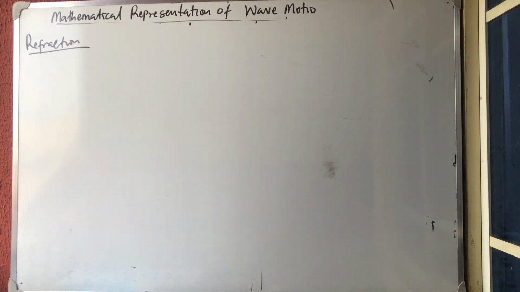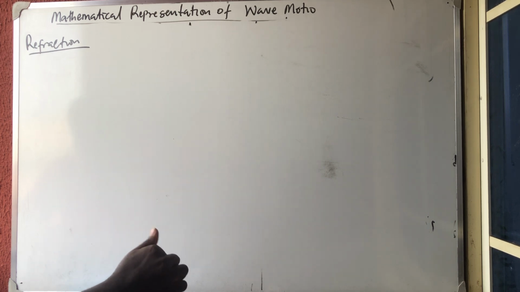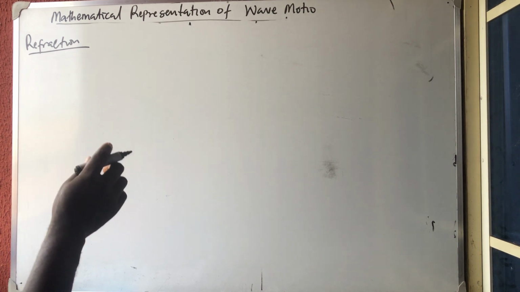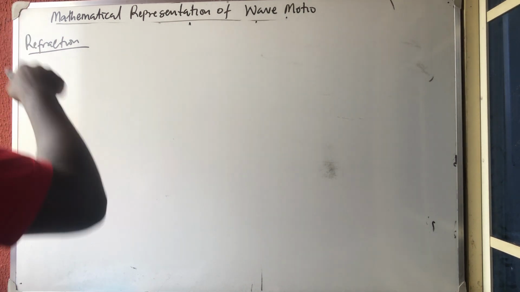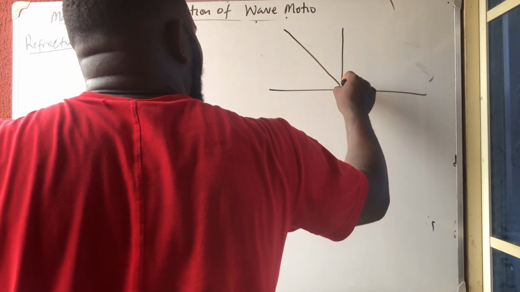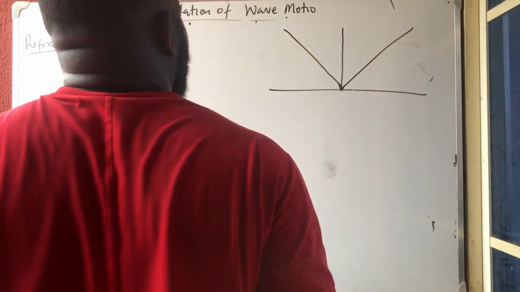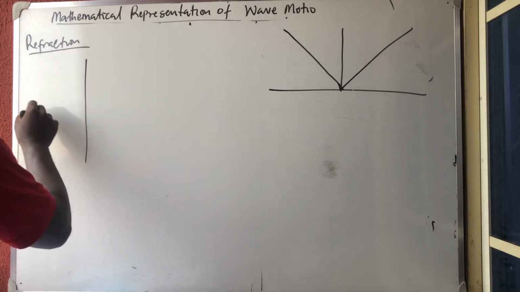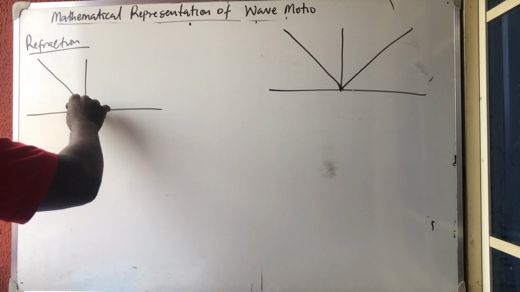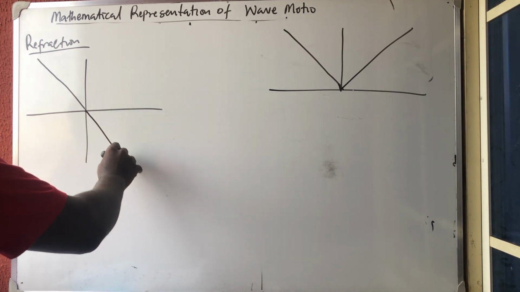Now they say that reflection is the change in the speed and direction of the wave as they cross the boundary between two media of different density. The difference between reflection and refraction is that in reflection, the wave hits the object and then bounces back. In refraction, it hits the object, passes through it and goes down.